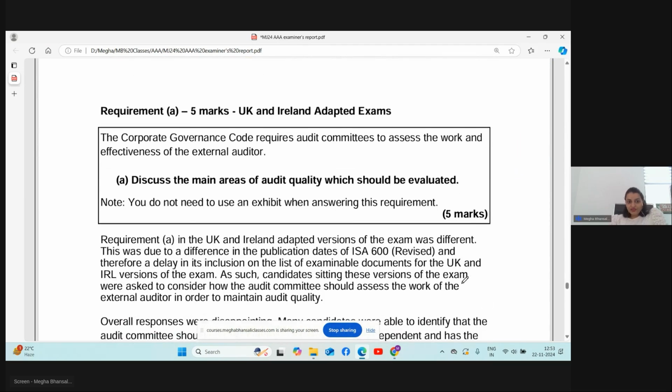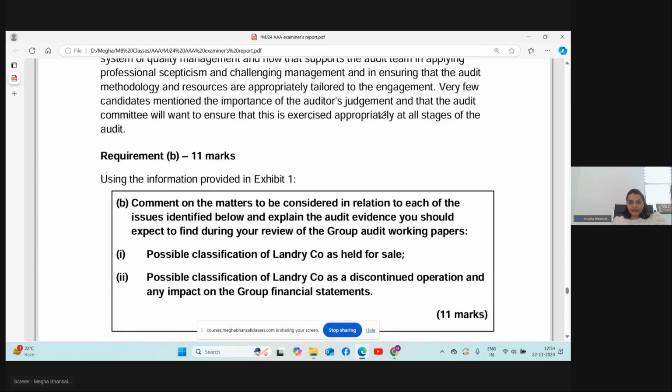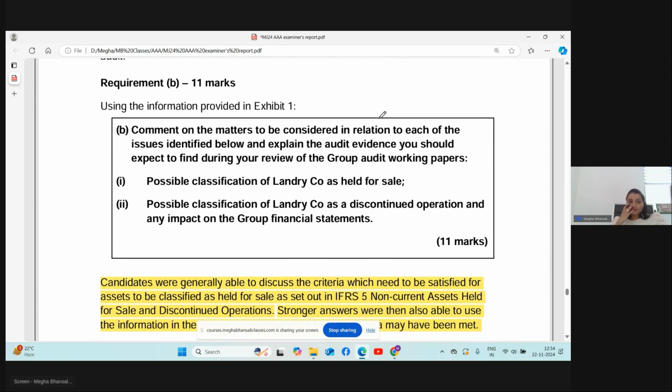Then the next question was, discuss the main area of audit quality which should be evaluated. Now this is for the UK and Ireland exam, not for us. I'm skipping this because I'm discussing the international version.